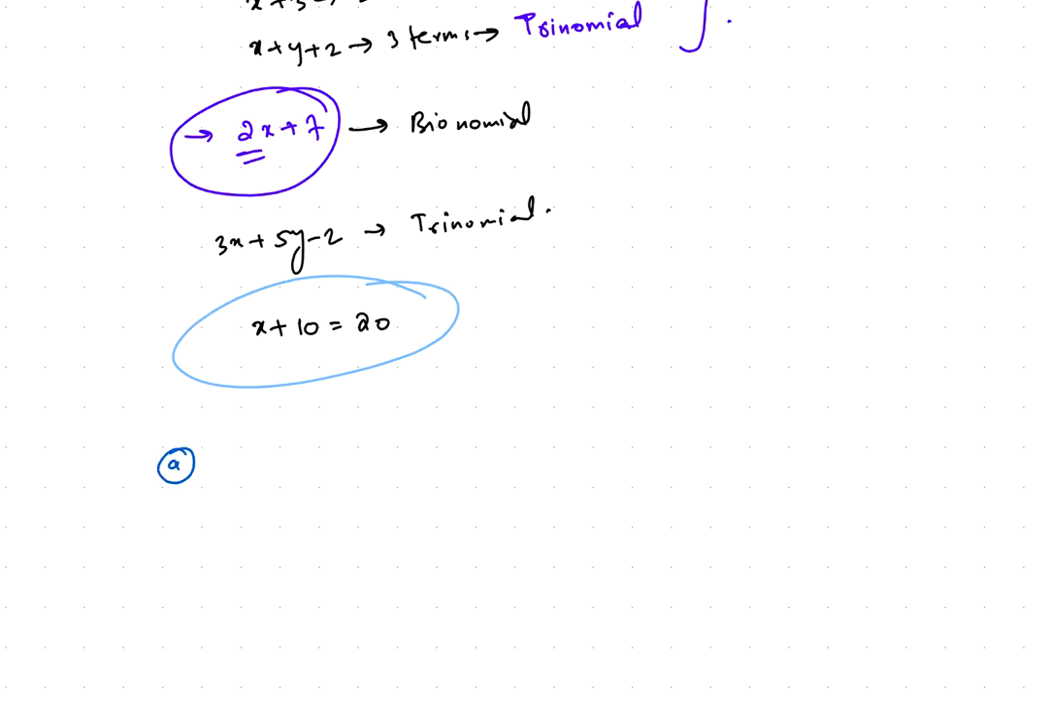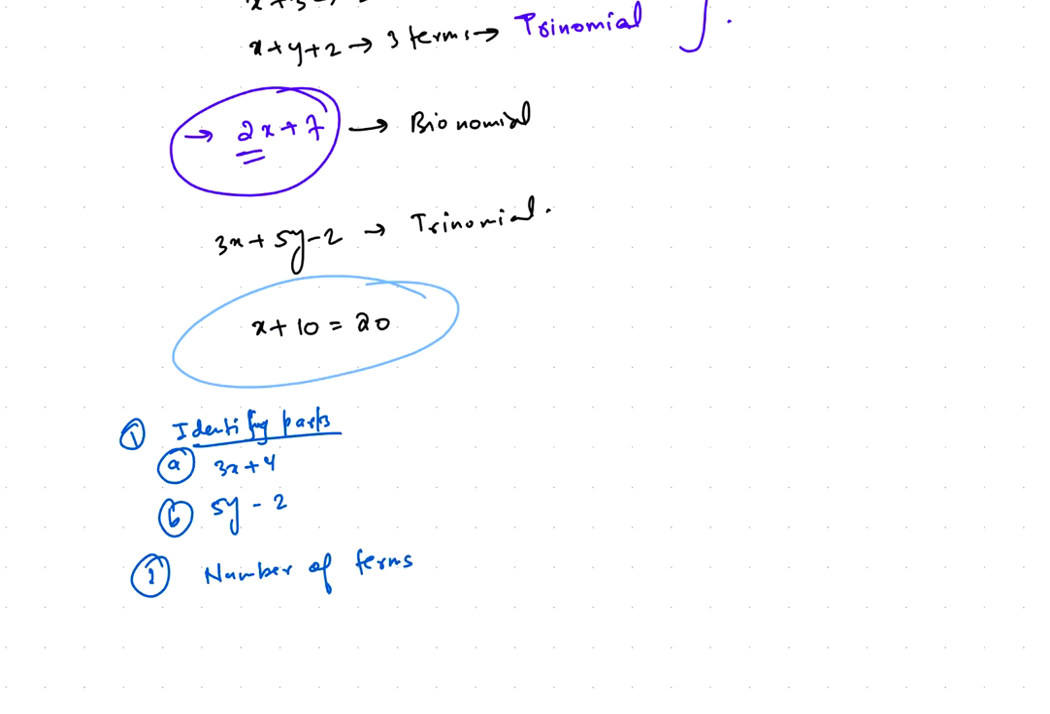Identify means what is the coefficient and all. Identify the parts here. In this, a is 3x plus 4 and b is 5y minus 2. This is the first one. Second is to find out the number of terms here. In here, let's say a is x plus 2 and b is 3a plus 5b plus 6. Pretty simple one. How many terms are there? All right, this is all very basic for you, and you can always cover that.